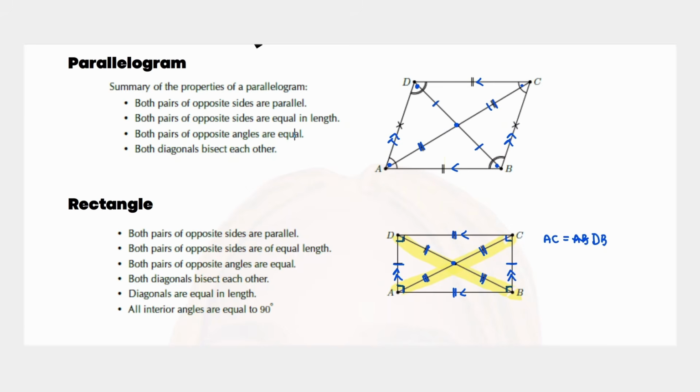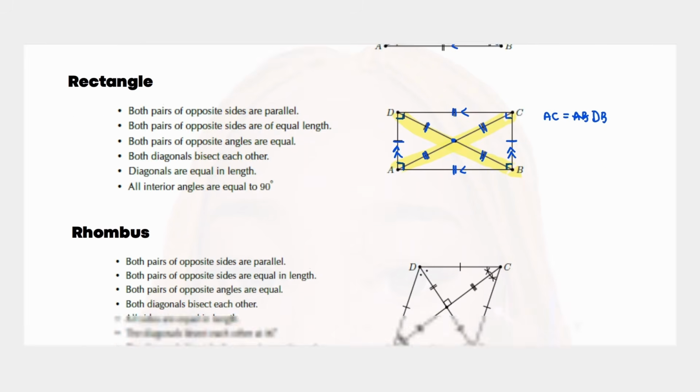Then in a rectangle, all 4 of the diagonal pieces are equal to each other, but in a parallelogram, only the opposite ones are equal to each other. And in terms of the difference, that's it. So now let's move to a rhombus.